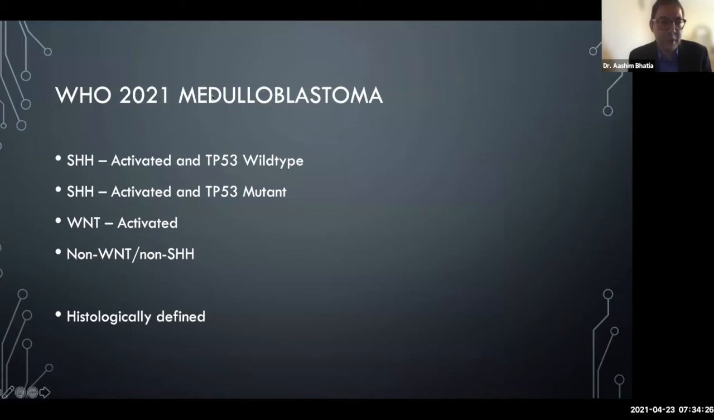But in 2021, how is a medulloblastoma going to be structured, or what are the subtypes? You're going to have a Sonic Hedgehog activated, TP53 wild type, and a Sonic Hedgehog activated with a TP53 mutant. You still have the WNT activated. And basically, group 3 and group 4 are the non-WNT, non-Sonic Hedgehog. You also have a histologically defined group. That's going to be coming up in a few months. So just stay tuned on the final classification, but that's likely what it's going to look like.